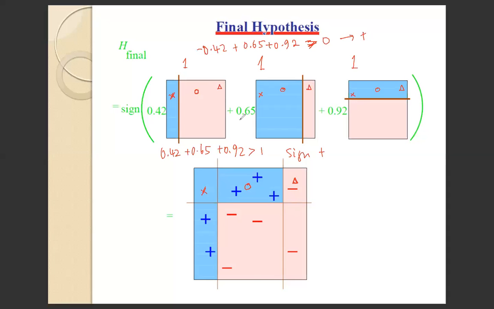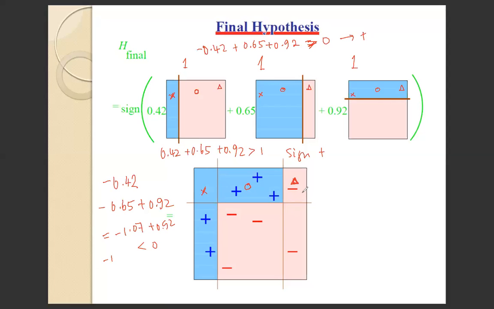Okay, so let's see. For this one, you will predict as minus 1, so minus 0.42. Here you have again minus, so minus 0.65. This one is plus 0.92, okay? So this one you have actually minus 1.07 plus 0.92. So this is less than 0. So you will predict the sign as minus 1. So no wonder when you have here, you will predict as minus, right?